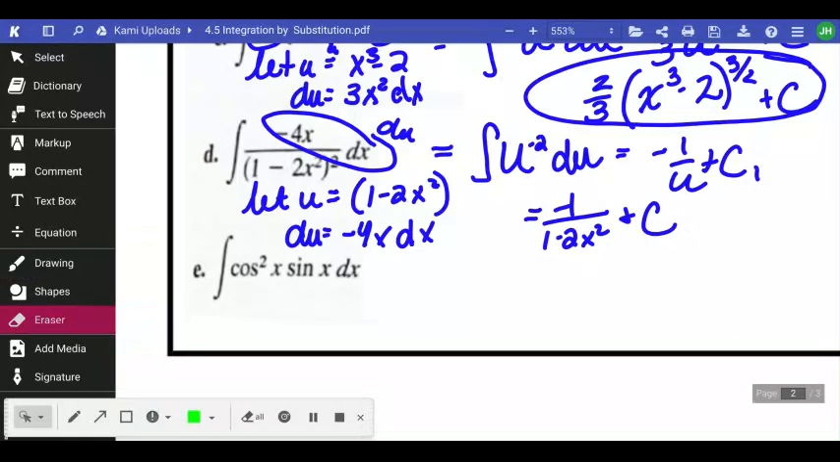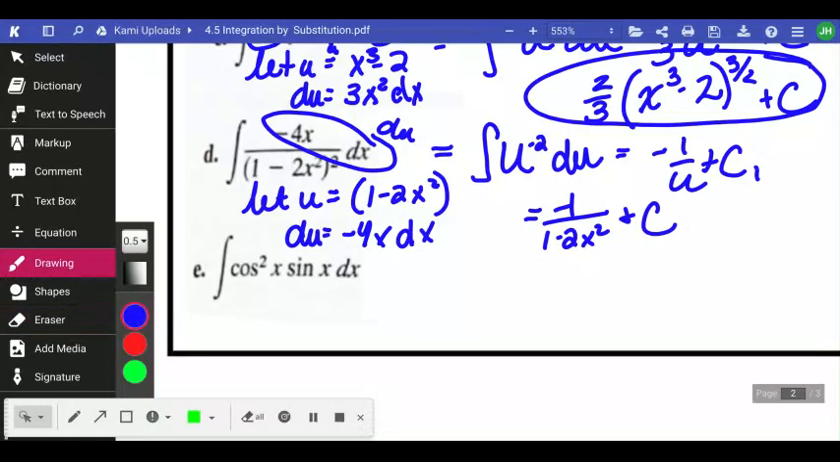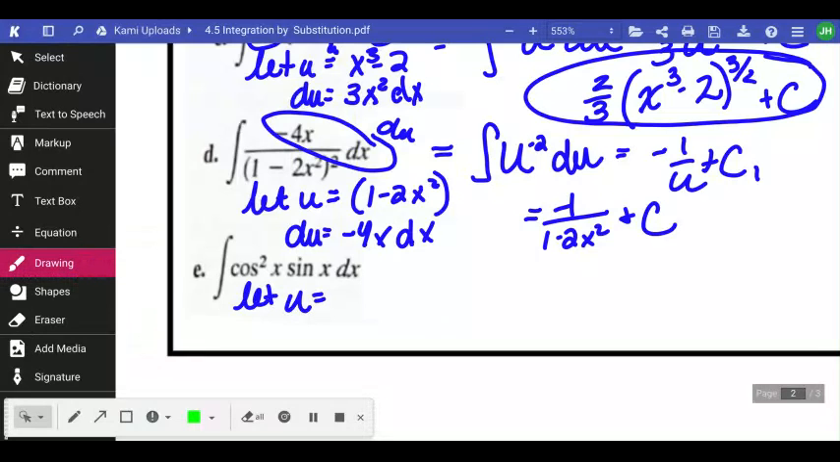All right, last one on this slide. Let u equal... picture how it would be rewritten. What do you think u is going to be? Cosine x, because that whole cosine x is squared. Even though they write it cosine squared x, that is the same thing as cosine x in parentheses squared.